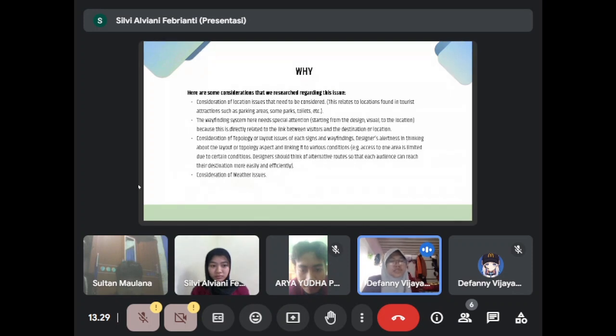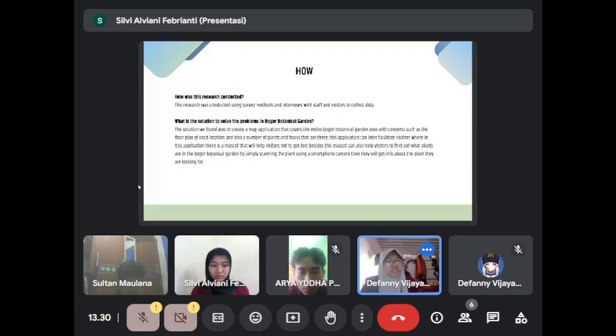There are also some contributions that we researched regarding the issue. There are a total of 4 points here. We also have some questions here, like how was this research conducted, and what is the solution to solve the problem in Bogor Botanical Garden? Next slide.